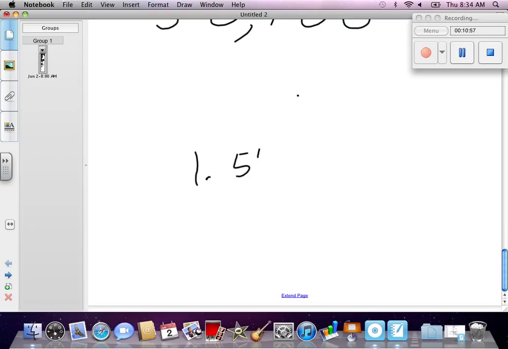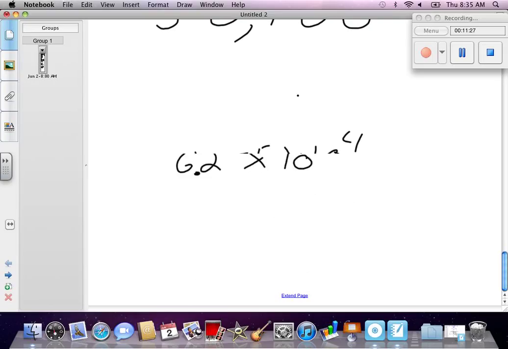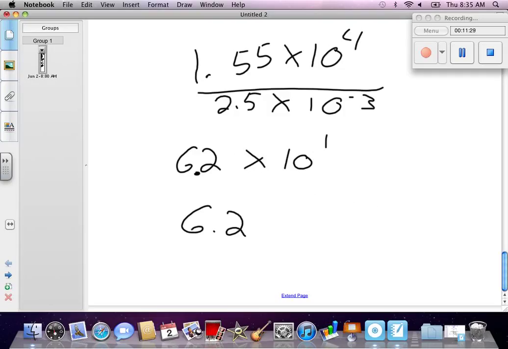Okay, we've got 155 times 10 to the 4th over 2.5 times 10 to the negative 3rd. Okay? 4 minus a negative 3. 4 minus 3 gives us... Okay, if we do 1.55 divided by 2.5, we're going to get 62 times 10 to the 1. Can we have 62? So I'm going to move it over one more in the positive direction, which is going to change this to 10 to the 0.